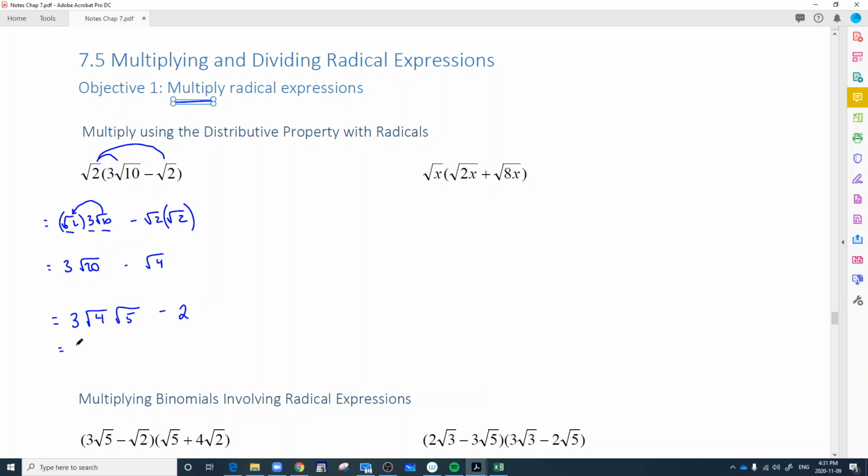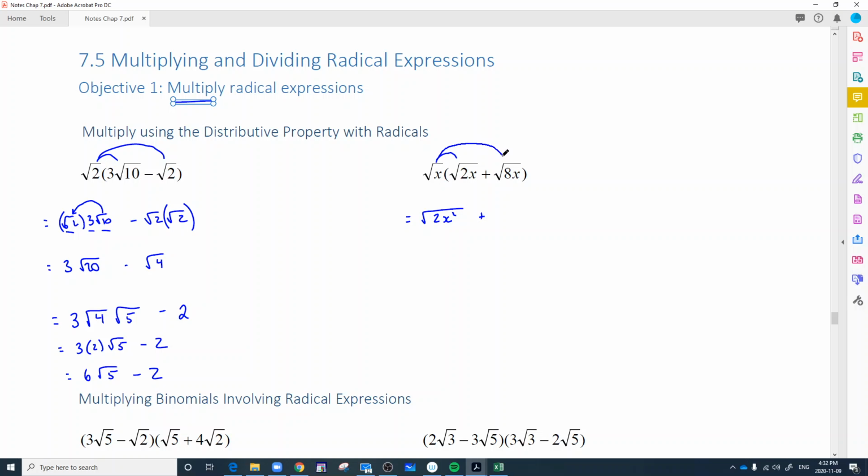Keeping on going, you've got 3 times the square root of 4, which is 2, times the square root of 5 minus 2, gives us 6 times the square root of 5 minus 2. So you're going to distribute, you're going to simplify, and then you're going to keep simplifying. All right, next one. We've got the square root of x times the square root of 2x. So you're going to end up with the square root of 2x squared.